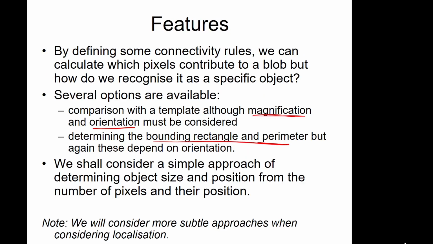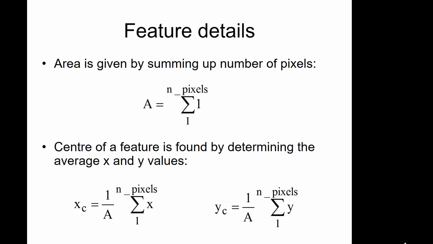So we can recognize features in various different ways. There's lots of approaches. Just for quickness in this module, what we'll do is a very simple approach, and what we'll look at is area and center of the object. The area is fairly simple to work out. Just count up the number of pixels there are, and then in terms of center of area, you're adding up all the x values and finding the average, and adding up all the y values and finding the average.